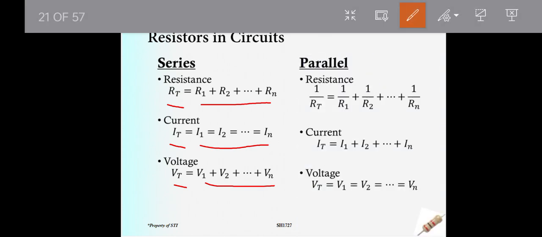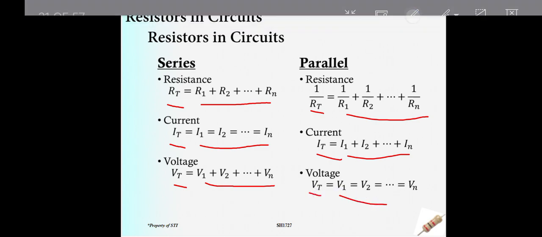Pag parallel naman, is ito siya. Ang resistance or the total resistance natin is simply 1 over R sub T, and i-add natin lahat ng ating resistance, and denominator siya ng ating 1. Okay? And for the current, we just simply add all the current. And for the voltage, equal lahat. Okay?